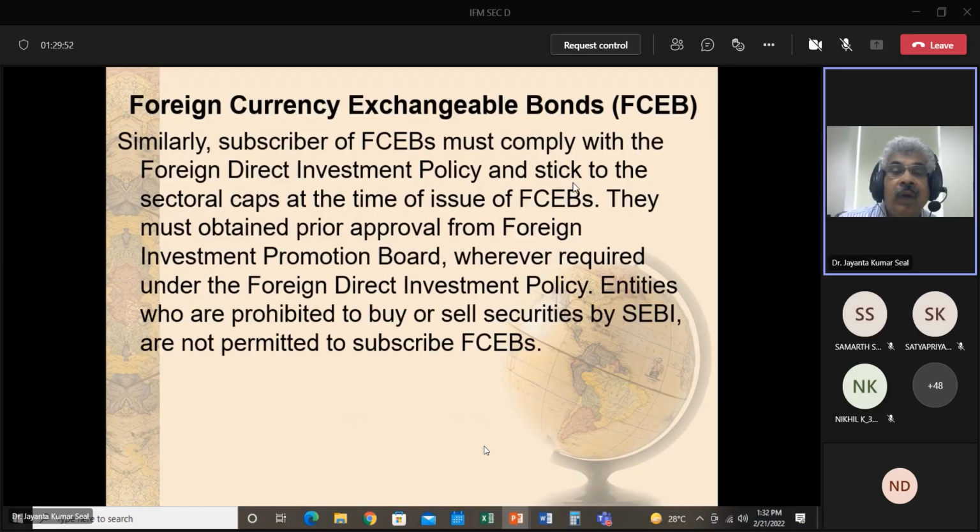Foreign direct investment policy and stick to the sectoral caps at the time of issue of FCEBs. What do you mean by sectoral caps? I told you at the time of external commercial borrowing. Every year there is a sectoral cap, that is which sector can receive how much external commercial borrowing, that is decided by the Government of India for a particular financial year. Similarly, the total for external commercial borrowing in a particular year is also determined by the Government of India. So it must come under this.